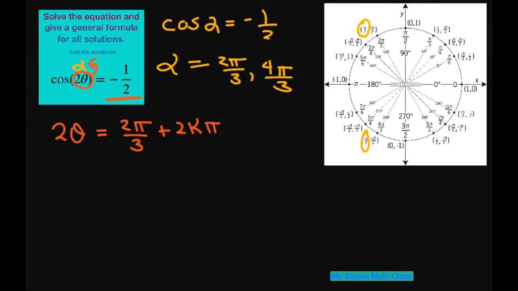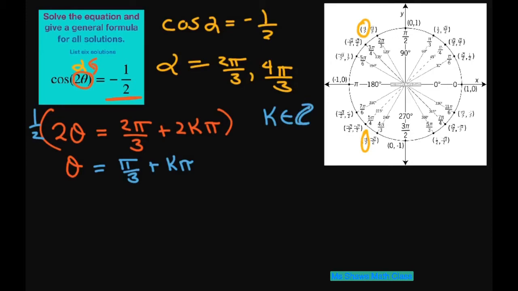And then when you divide both sides by 2, or multiply, we'll just multiply through by 1/2. You're going to get theta equals pi divided by 3 plus k pi. And for us, k is going to be any integer. All right. And now let's do this one.